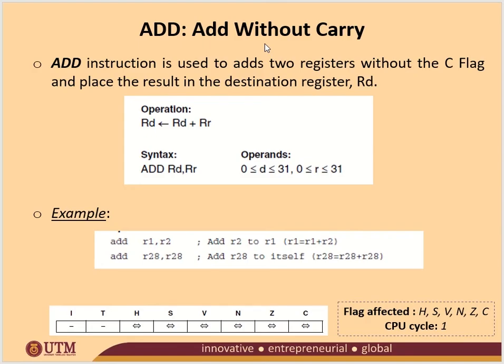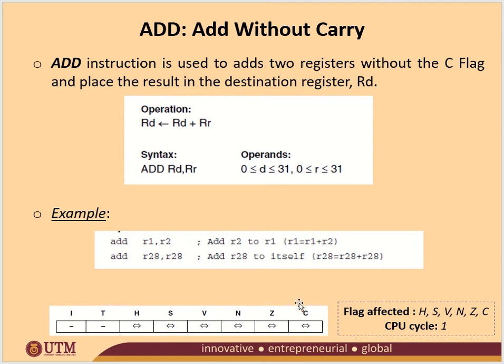The first instruction for data processing in the arithmetic operation is ADD. ADD stands for add data without a carry. This ADD instruction is used to add 2 registers without the C flag and place the result in the destination register. This is the syntax. RD is your destination register, RR is your source register, and both can be from R0 to R31. This is the operation: you add the value from RD with the value from RR, and then you put the result in your RD.